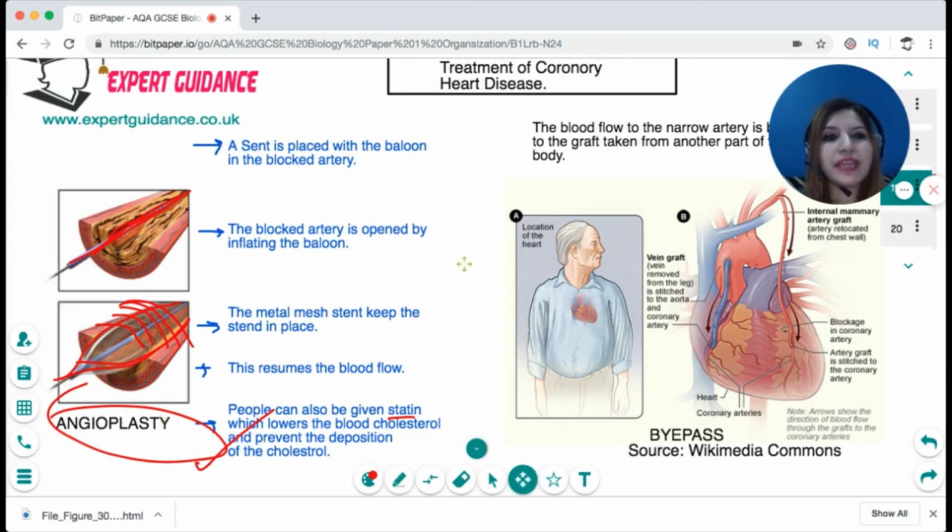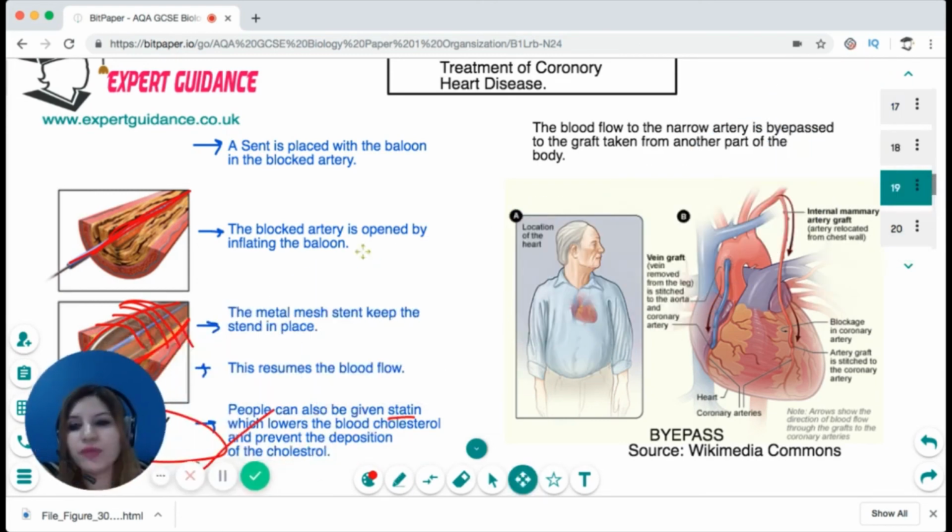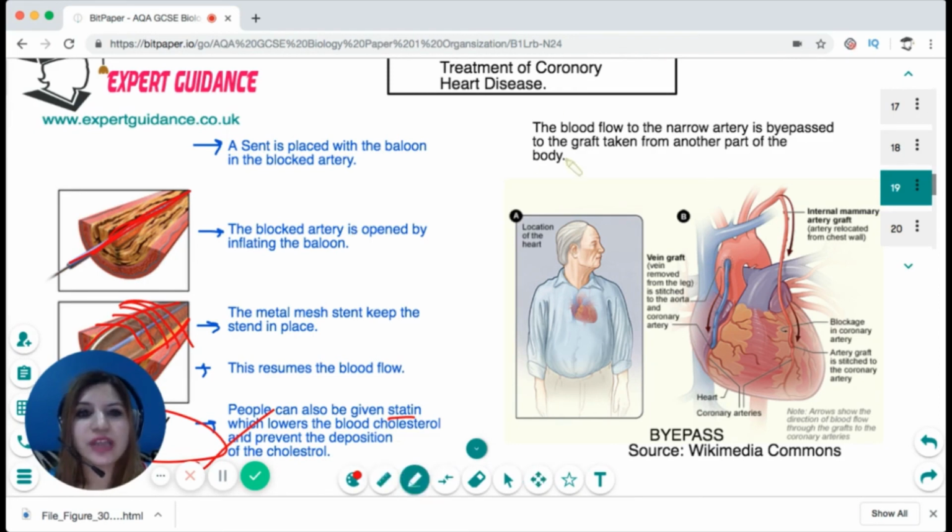But there are cases where the stent cannot be performed, maybe because the blockage is too much, or because of some problems the patient can have with the stent. Then in that case we do a bypass. What's a bypass? You can see that this is a blocked artery. We give a graft, and this graft bypasses the blocked artery. So there's a blockage in the coronary artery, and an artery graft is stitched to the coronary artery, so the blood, rather than flowing through the blocked artery, flows to the graft and resumes the blood flow.